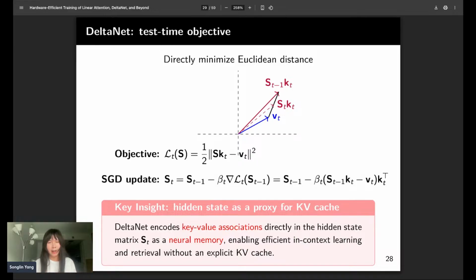And also a common question is, why should we use this online learning objective? This is a common question I've encountered in my previous talks. And here I give you a very intuitive understanding of this objective because, for in-context learning, we want to use the key value association pairs provided in the previous context. So for Softmax attention, it uses the KV cache to directly store these key value association pairs for later usage.